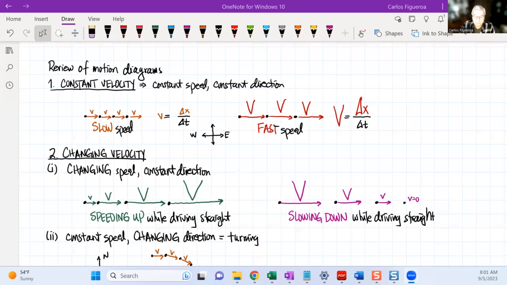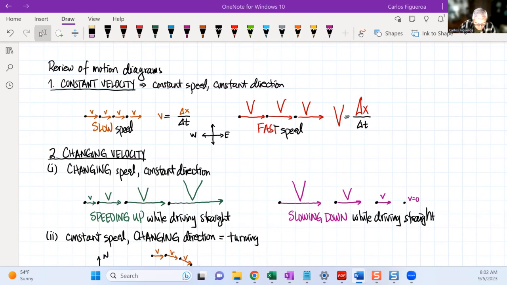So what I'd like to do here is do a review of what we did last time with motion diagrams. What we said is that we had two ways of changing velocity. Either I could have a constant velocity or a change in velocity. If I had a constant velocity, I had constant speed and constant direction.